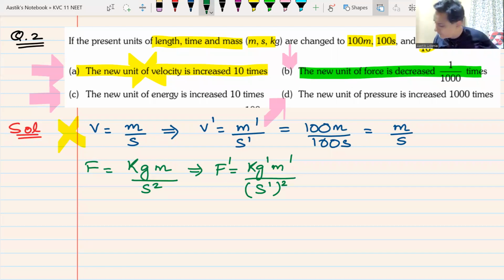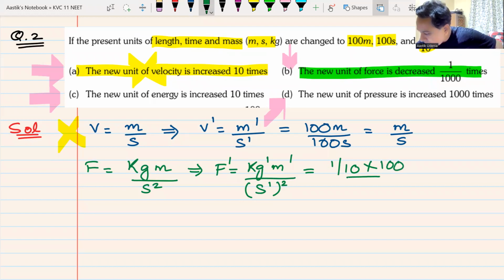As simple as this. I just put in the values. What is new kg dash? It is 1 by 10 times of kg. So 1 by 10. What is the new meter dash? That is 100 times of meter divided by new second dash, which is 100 times second whole square, multiplied by original kg meter per second square.